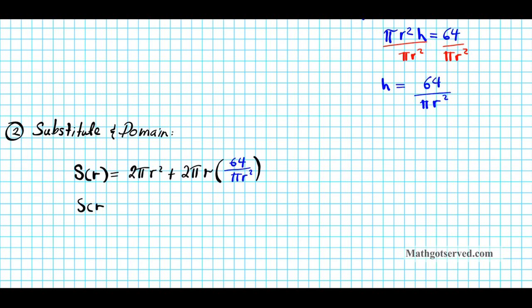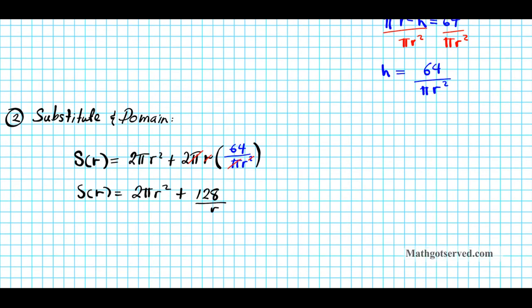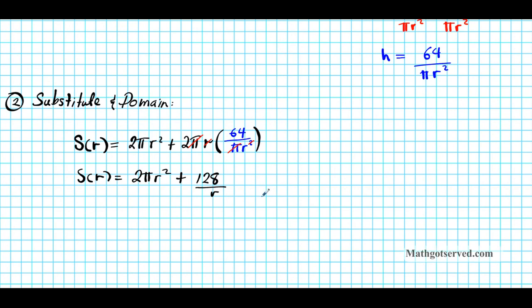Okay, all right, so let's go ahead and simplify this resulting function. We're going to have s of r is equal to 2 pi r squared plus something that is going to simplify to 128 over r. So basically you have the r cancel, this r goes here once, and then this pi cancels out with this pi, and then 2 times 64 is 128 over r. Okay, so this is our surface area function in terms of r.